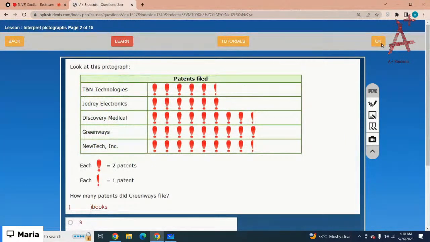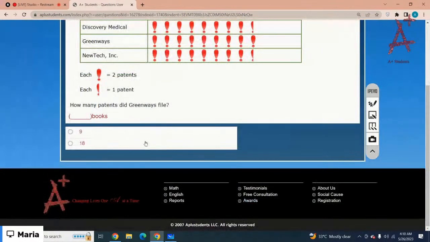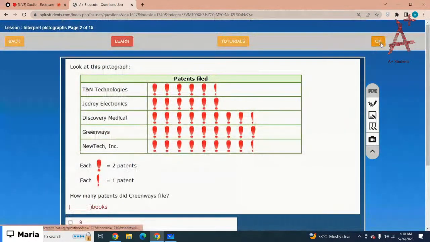Again, the same question. Look at the pictograph. How many patients did Greenways file? One, two, three, four. Yes, that's exactly the same question. That means they are doing just 9, 9, and each one has two patients, so it would be 18.